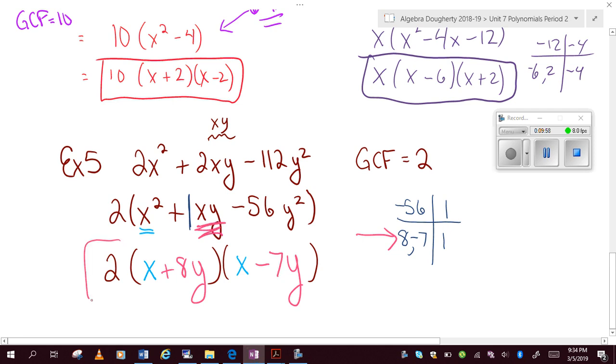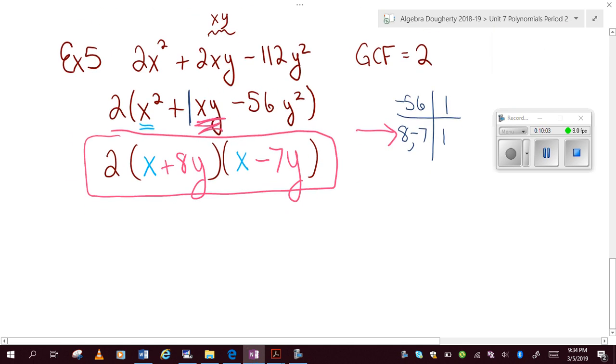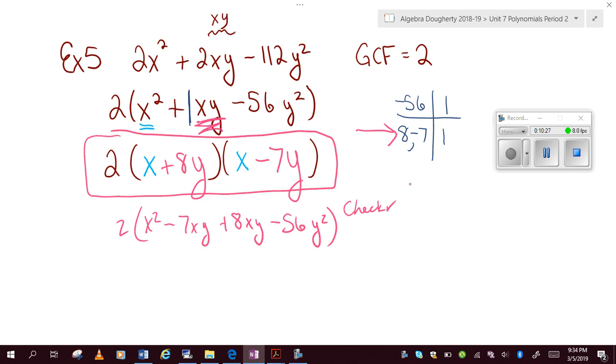If I went through and used the double distributive property, I would see here that I get x squared minus 7xy plus 8xy minus 56y to the second. And then again, it's times 2. So we'd end up getting what we started with. So I just did my little check here, and it worked. That works well sometimes if you have an x, y term in the middle. It's got one part of each of those.